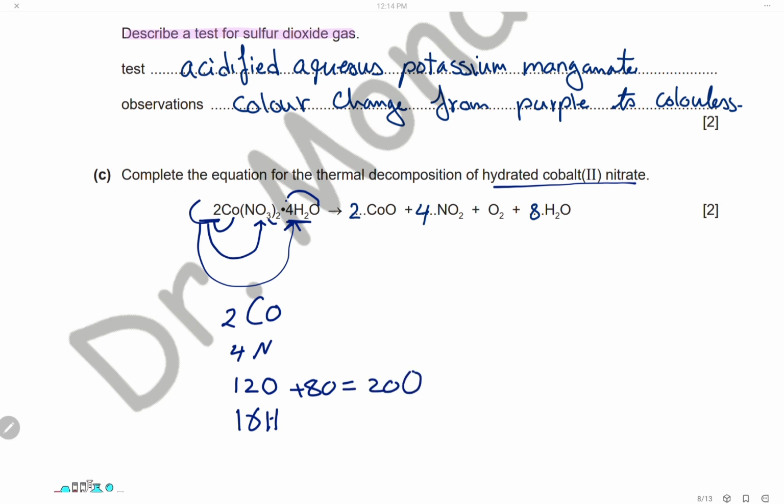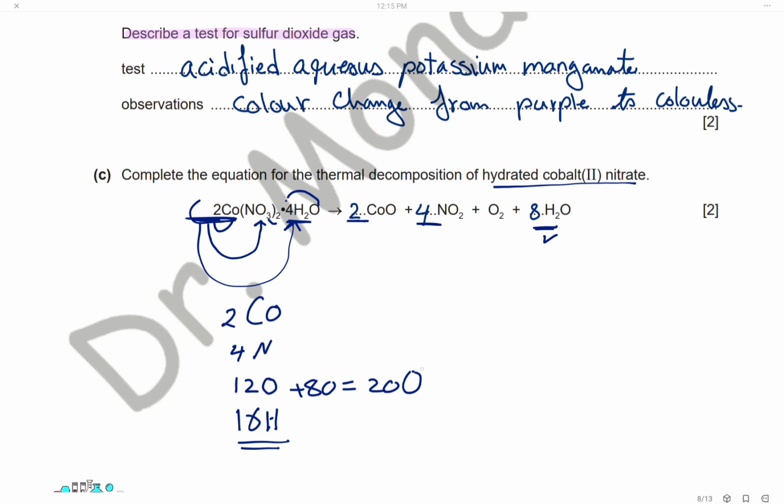So we will first balance cobalt. We have 2 cobalt, so we will add 2 here. 4 nitrogen, so we will add 4 in front of nitrogen. Then we have 16 hydrogen. We will add 8 times 2. Now the hydrogen is balanced. And to make the balancing very easy, we have to keep oxygen till the end.